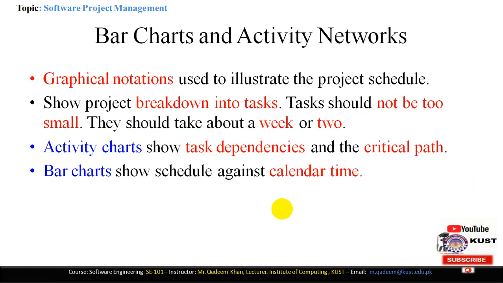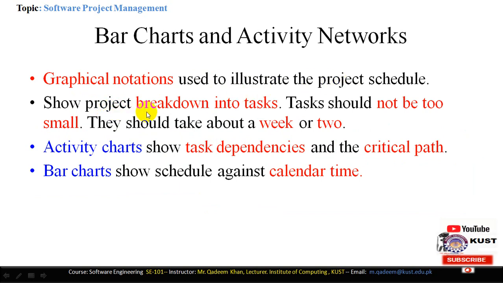Now bar charts and activity network diagram. Bar charts and activity network diagram are two different types of scheduling techniques. These are in fact procedures used to make different sorts of schedules. The bar charts include graphical notation to illustrate the project schedule.